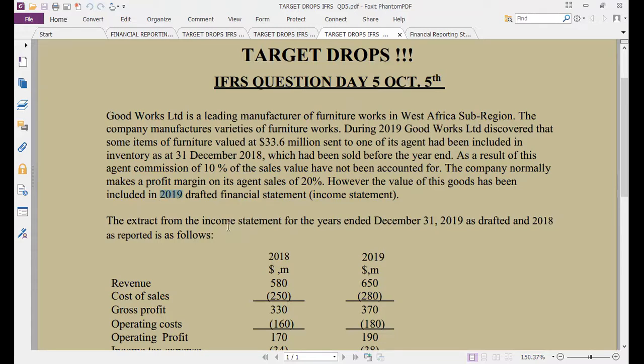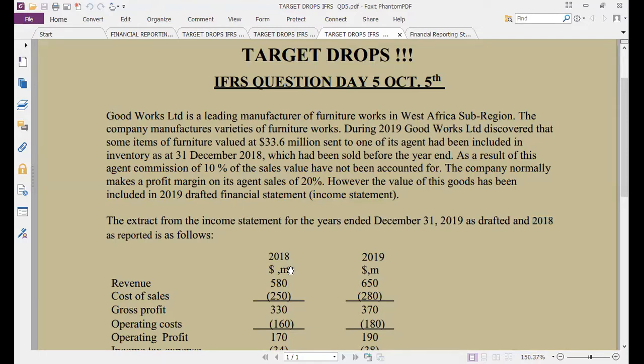Now let's see. The extract from the income statement for the years ended December 31st, 2019 as drafted and 2018 as reported. Let me explain this very well. When you say drafted, drafted means it has not been what? Published or authorized. We've just prepared it. We've not presented it to the general public. So the current year financial statement has not been published yet, and 2018 has been published. That's why we call it reported. It has been reported. So that's the difference.